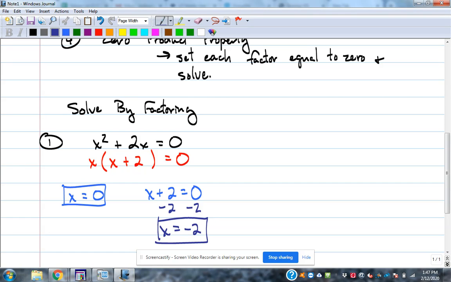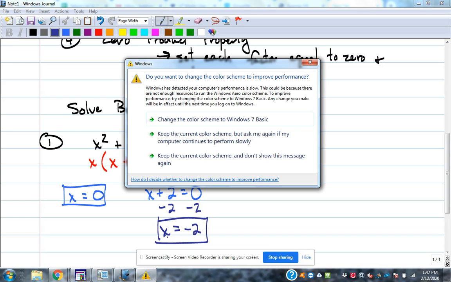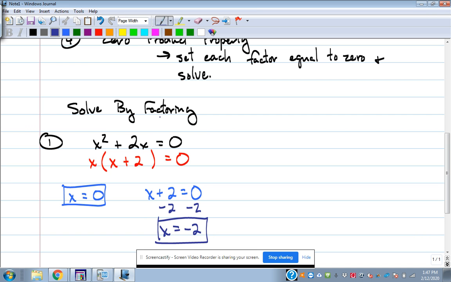0 and negative 2. If you plug 0 in for x up here, 0 squared plus 2 times 0 is still 0. If I plug negative 2 into the problem, negative 2 squared is 4, plus 2 times negative 2 is negative 4. That adds to be 0 as well. So both of those check in my solution. So they're both solutions to this quadratic.